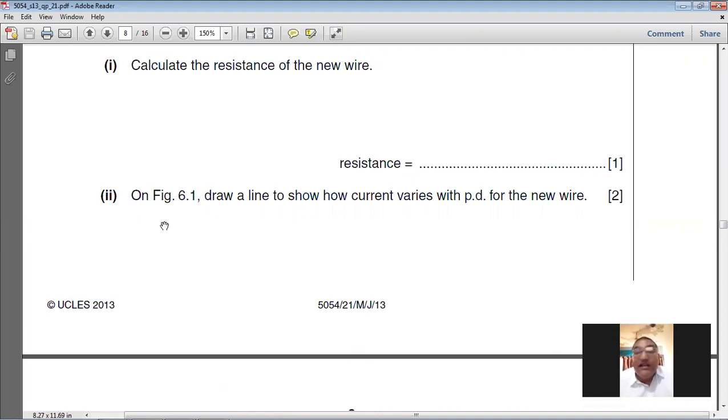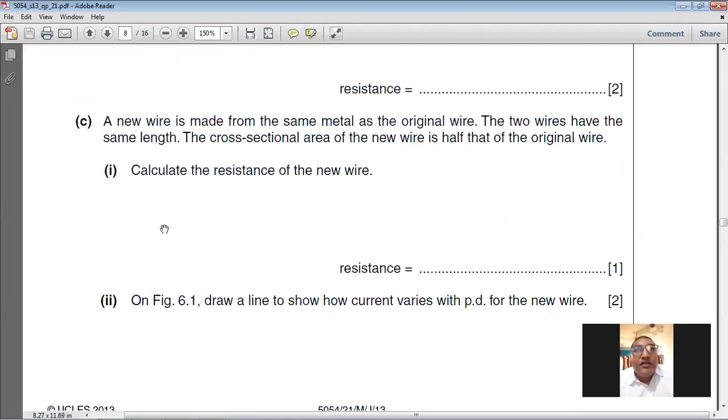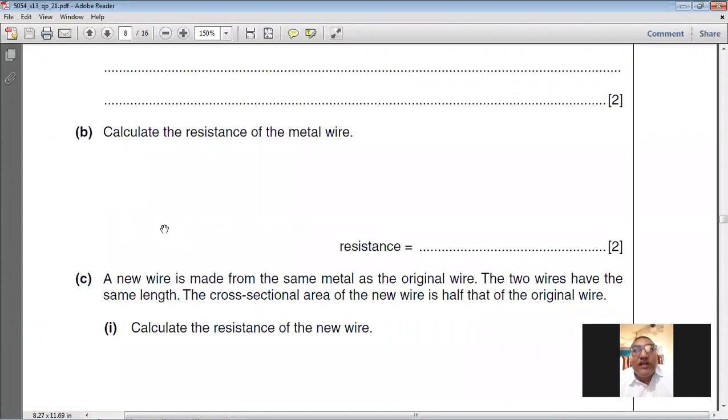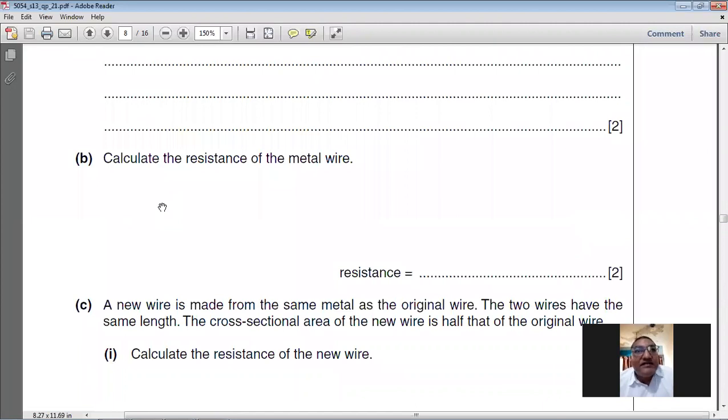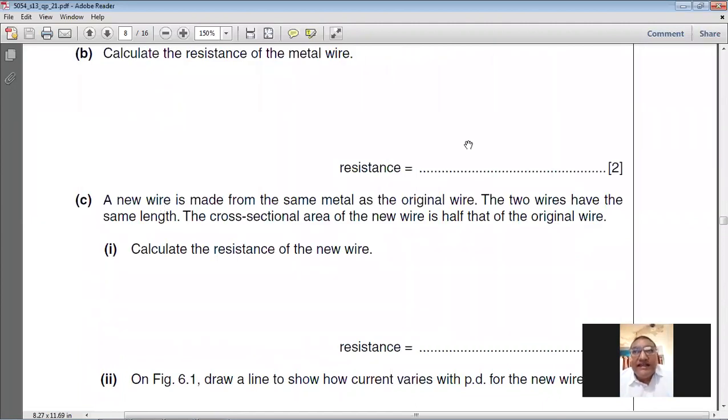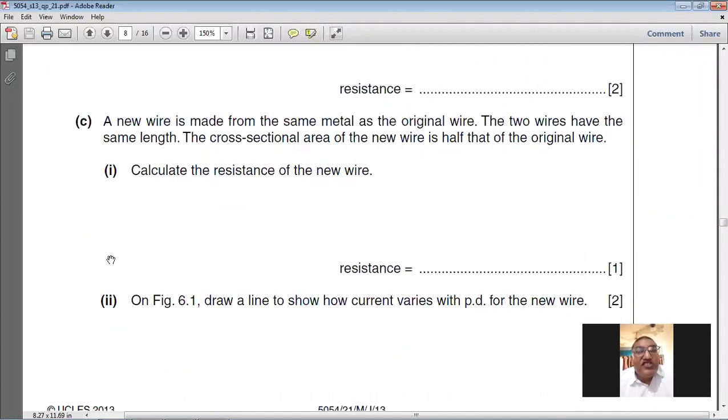The next part says, on figure 6.1, draw a line to show how current varies with potential difference for the new wire. Okay, sorry. I moved too much. I was here on the B part. Its answer is 20 ohm. By mistake, I moved to the next part. C part is on your screen.